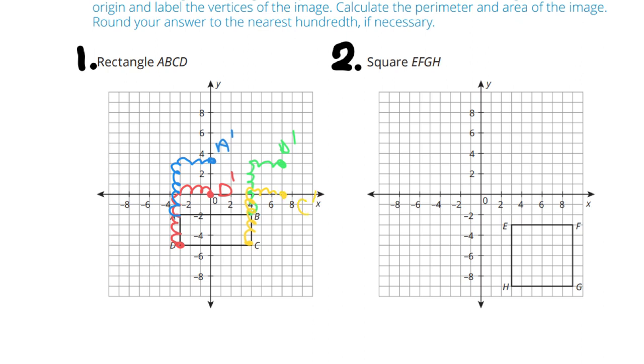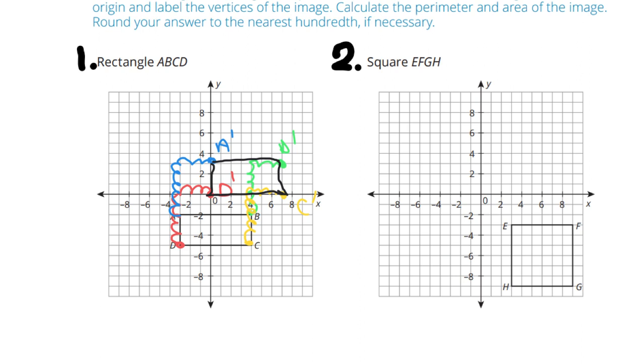So as you can see, it's still a rectangle. If I connect all of them, see, it's still a rectangle. It's still the same length. It's still the same height, but it's translated up 5 and over 3 units.